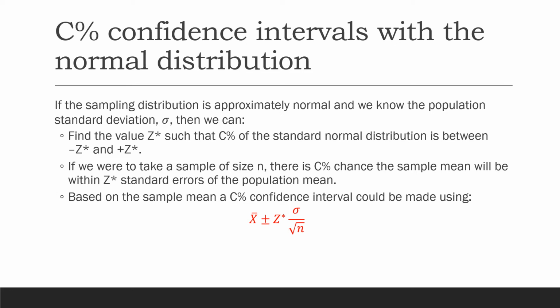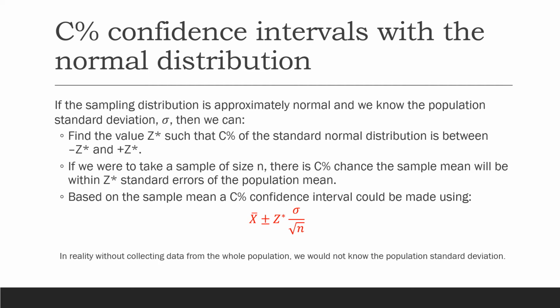And this will work perfectly as long as we know the population standard deviation sigma. In reality, though, if we didn't collect data from the whole population, we would not know the population standard deviation. And so we can't generally use this formula. We're going to need to make an adjustment in order to be able to estimate the standard error.